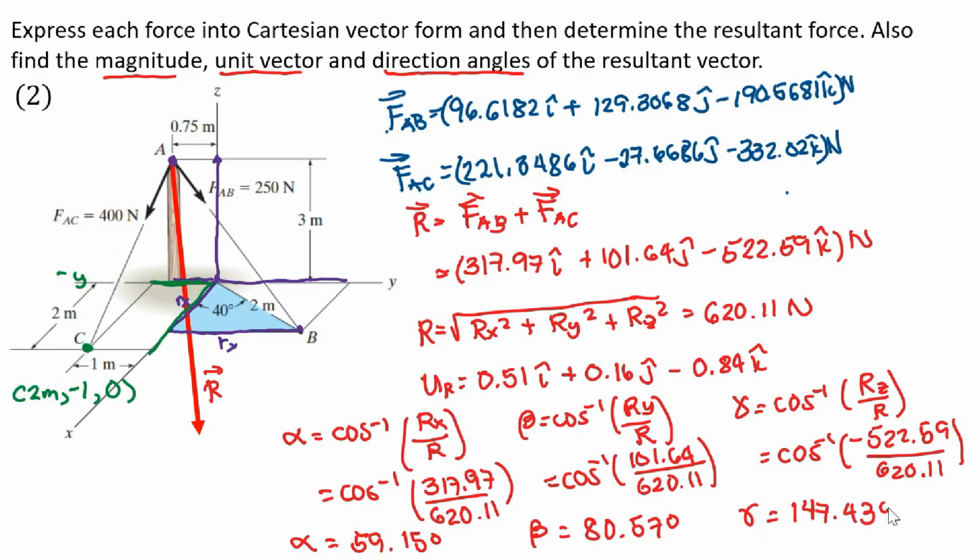And gamma is equal to 147.43 degrees. Now, this is the answer for this problem number 2.